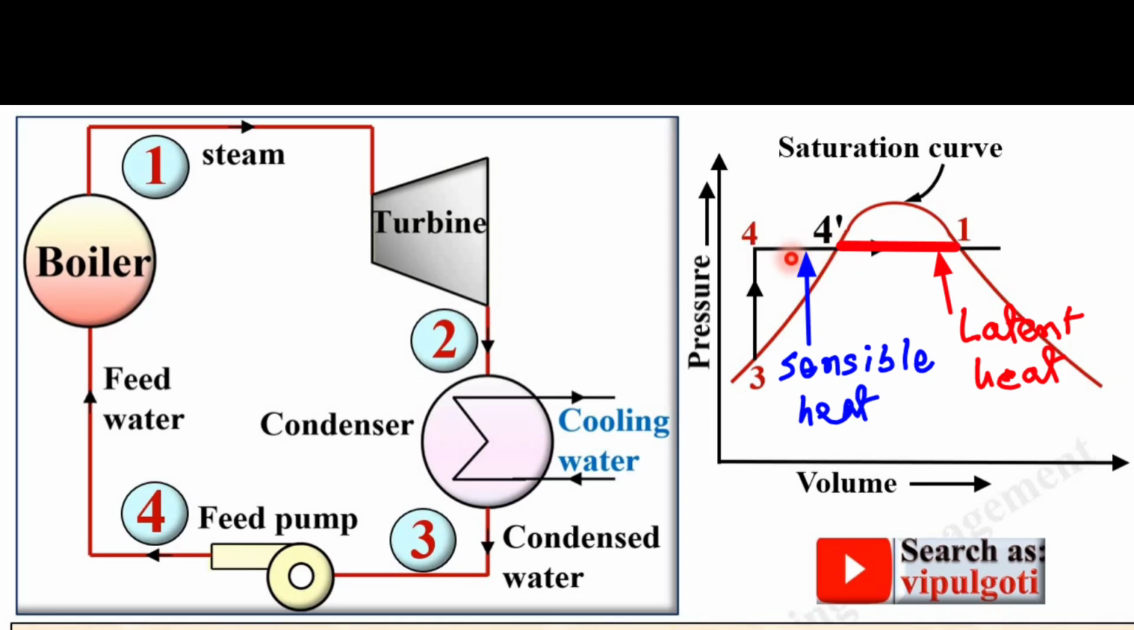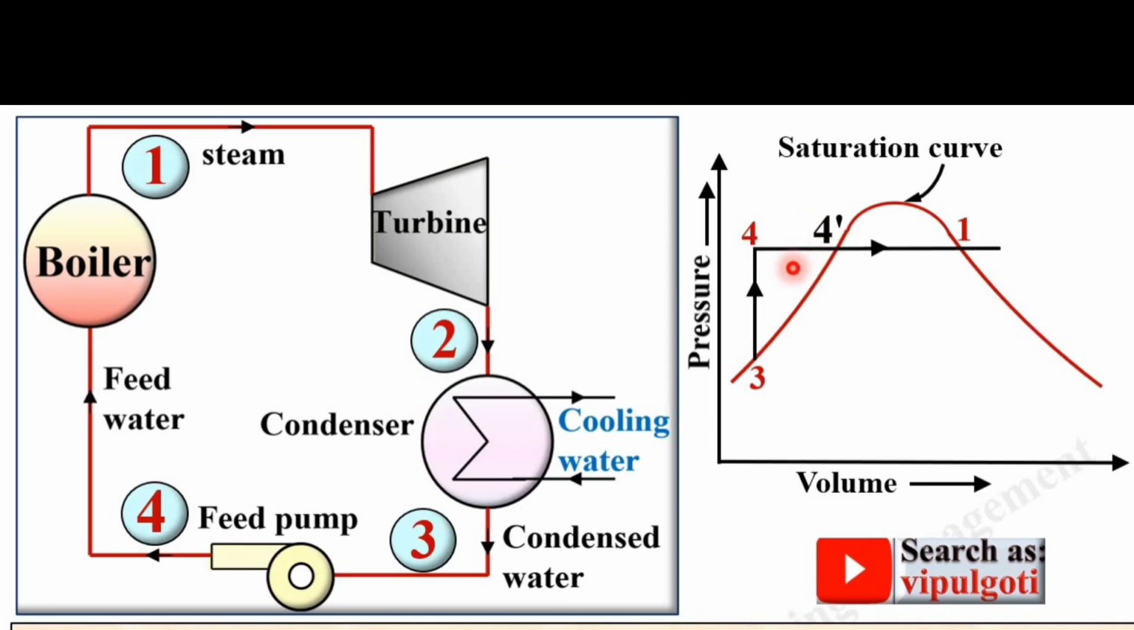During 4 to 4 dash only the temperature is increased. That means the temperature of the water is increased in the boiler first and then it starts to convert from the liquid to the gaseous phase, that means from water to steam, during this 4 dash to 1 process. Now depending on the amount of heat supplied to the boiler, water may be converted into wet steam, that means at 1 dash, or it can be dry saturated steam, that means at point 1, and it can be superheated steam at 1 double dash.